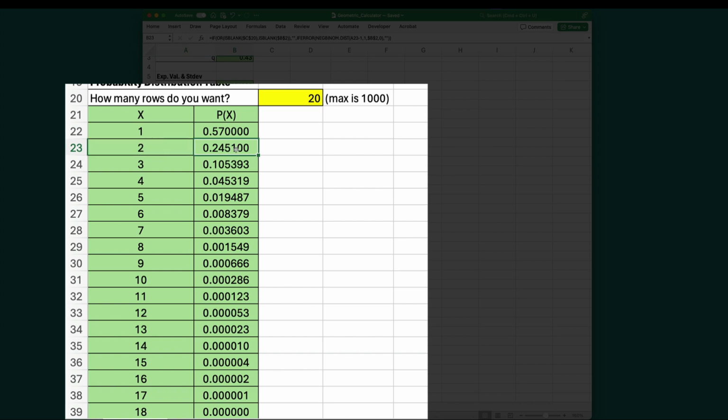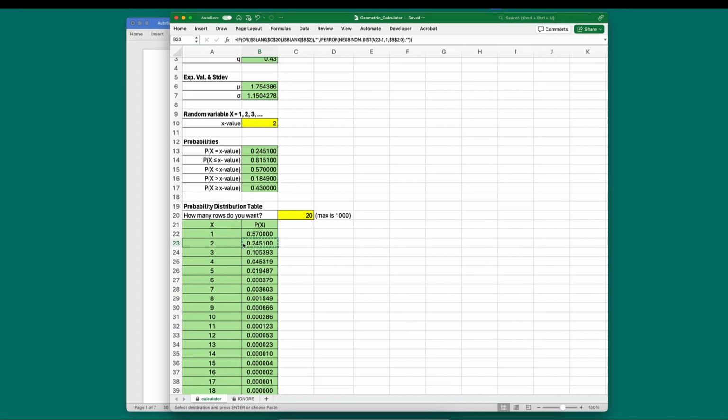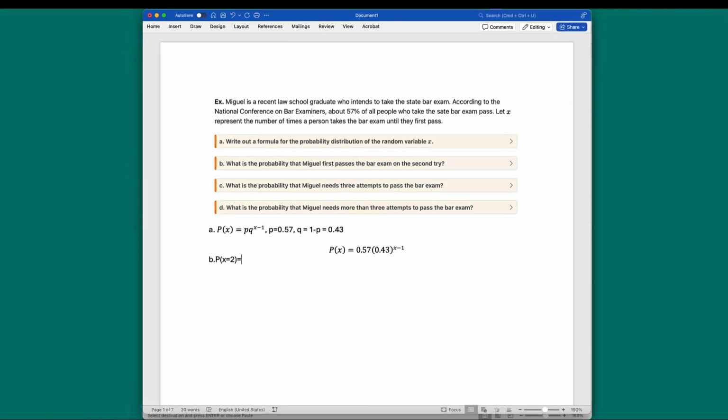You can see these two values agree. So the probability that X equals 2 is 0.245100. In other words, there's about a 24.5% chance that Miguel will pass the bar exam in his second attempt.